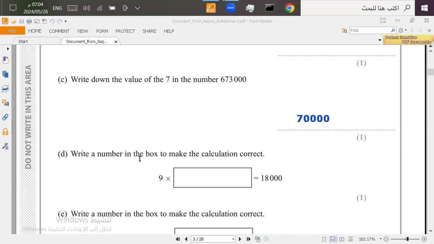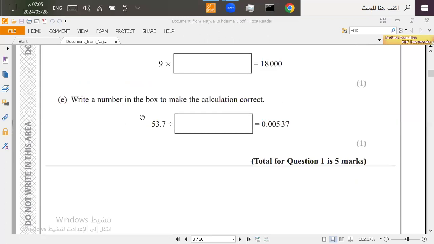Next question. Write a number in the box to make the calculation correct. So basically, what is the number that when you multiply by 9, we will get 18,000? So first, if we multiply the 9 by 2, we will get 18. This is what we know first. And then we have three zeros. So we will put them here, 1, 2, 3. So the answer will be like this. You can check with the calculator and see if the answer is correct. Now let's move on to the next question.